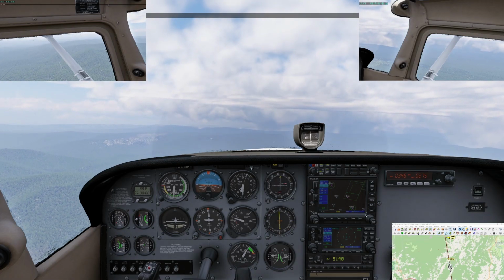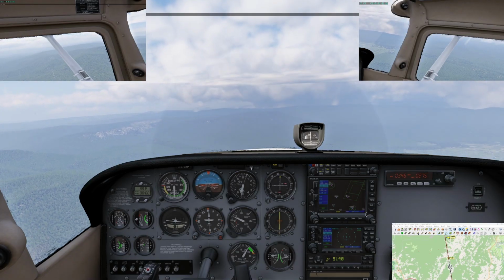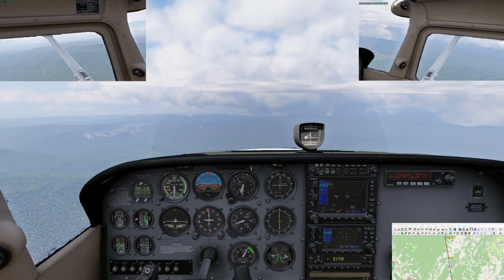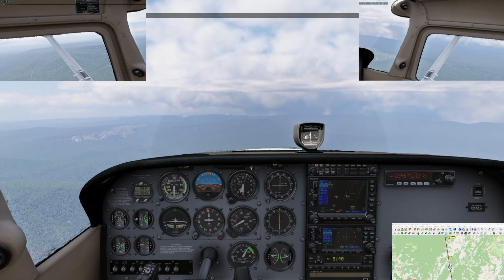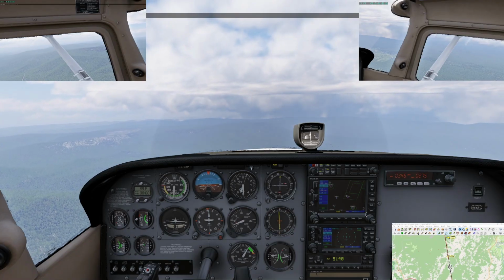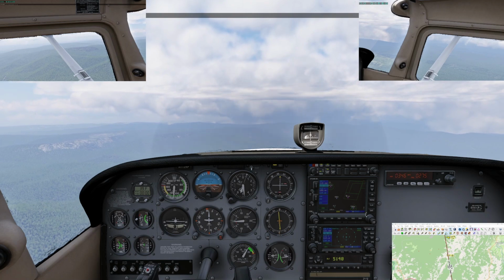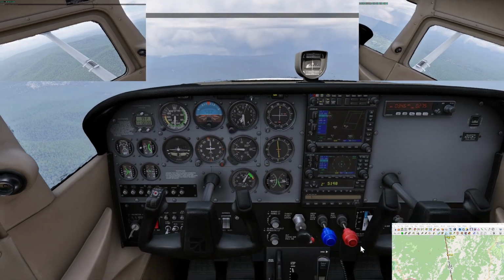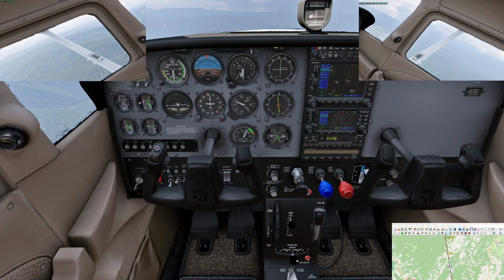Alright, cruise checks. Lights are off. Power set. Fuel pump is off. Altitude looks good. Let's lean out our fuel. This is my EGT temp. And there it is. Ball in the center. And let's close our cowl flaps.